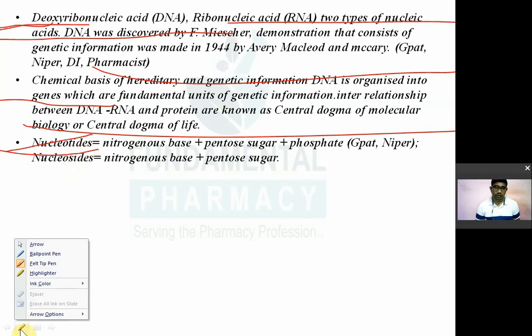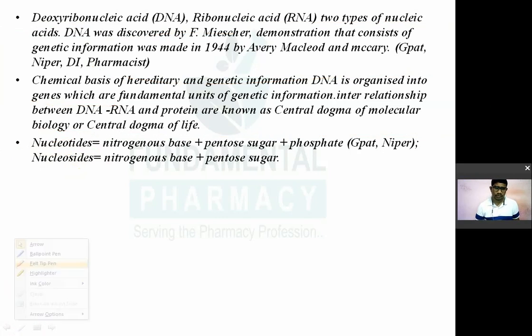Nucleotides consist of, remember, T for three. Three components. And what are these three components? Wherever the word nucleotide comes, with the T, there are three components. The first component is the nitrogenous base. The second component is a pentose sugar, and the third is the phosphate group. Nucleosides consist of only two parts. So nucleotides are nothing but nitrogenous base plus pentose sugar plus phosphate group.